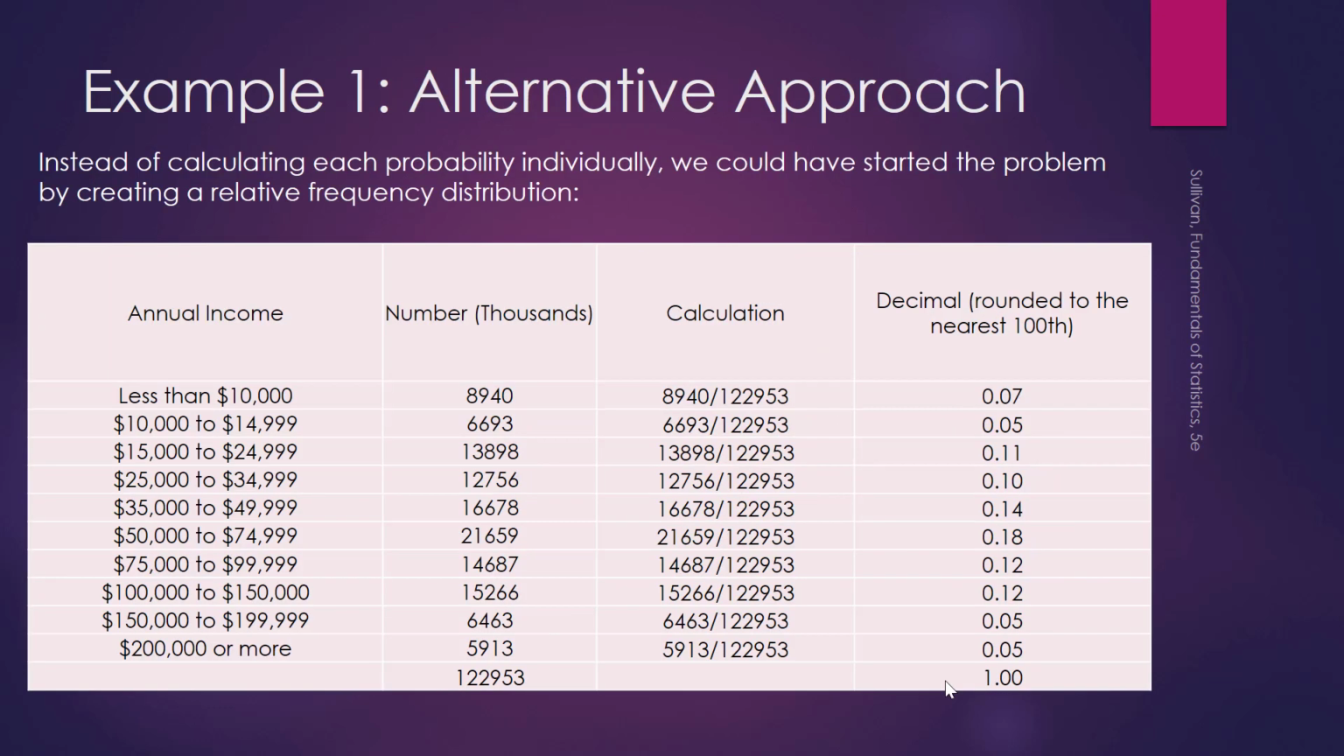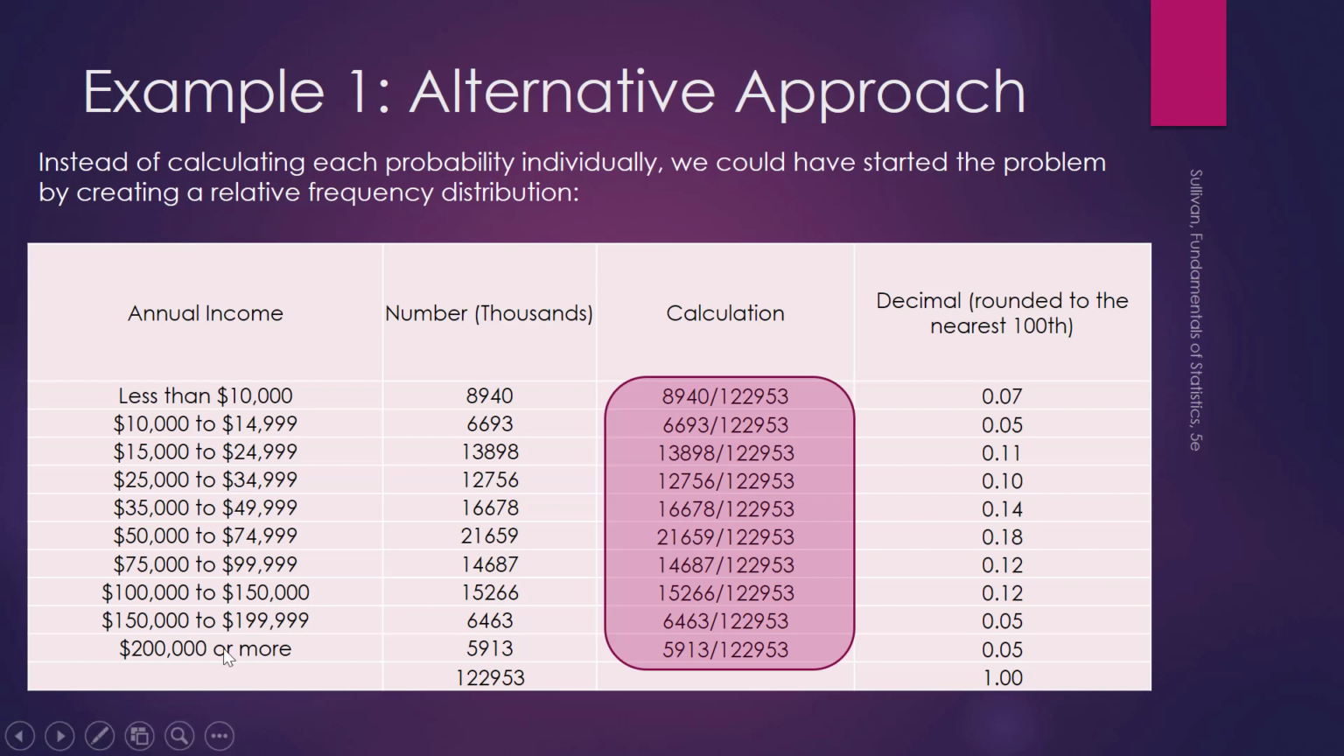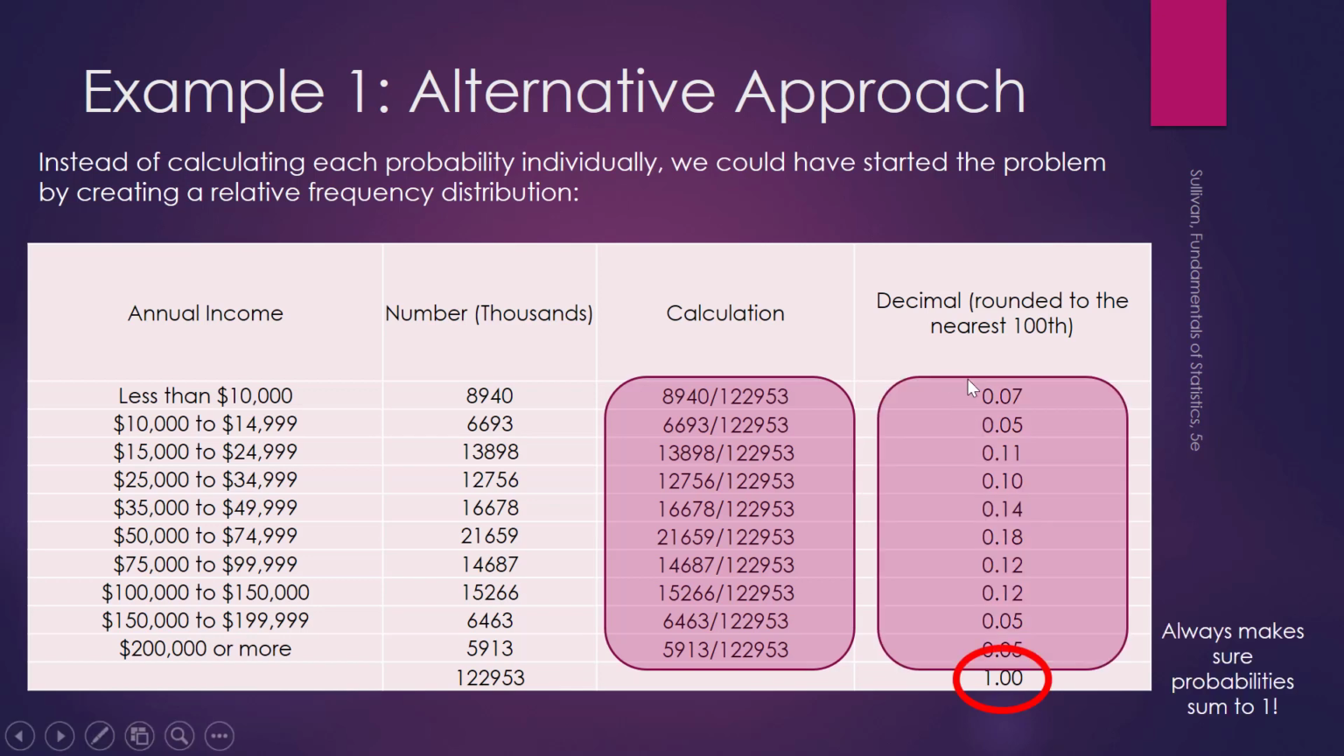Example 1, an alternative approach. Instead of calculating each probability individually, we could have started the problem by creating a relative frequency distribution. You can see one here. First, we take each number and we divide it by the total. Then this fraction becomes a decimal. Notice we're rounding all decimals to the nearest 100th. It's always a good idea to add up all of these decimals and make sure that your sum is 1, just in case you made some sort of typing or math error.